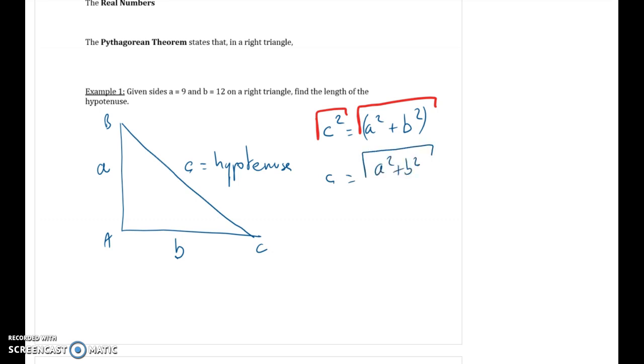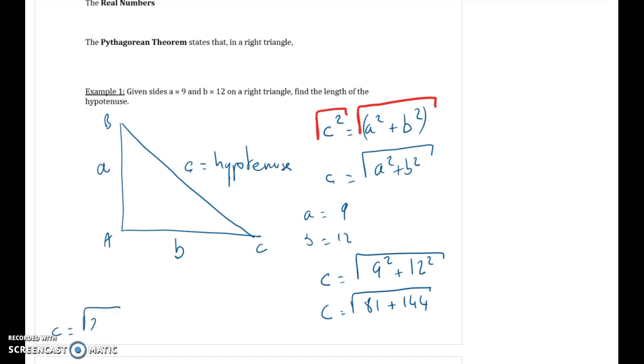I will let you substitute the values, knowing that A equals 9 and B equals 12. Well, C is going to be equal to the square root of 9 squared plus 12 squared. C equals the square root of 81 plus 144. So we are at C equals the square root of 225, which is equal to 15.